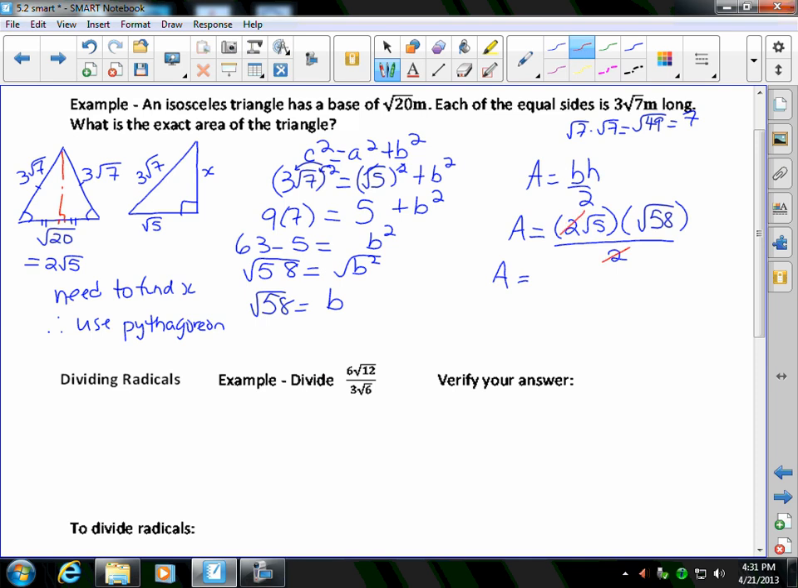So my 2 and my 2 can cancel here. What that leaves me with is square root 5 times square root of 58. Square root 5 times square root 58 is equal to square root of 290. Now 290 doesn't have a perfect square that goes into it, even though it's such a big number. So that is your answer. And because this said exact area, we leave it like that. So the area of the triangle is square root of 290 meters squared. Done.